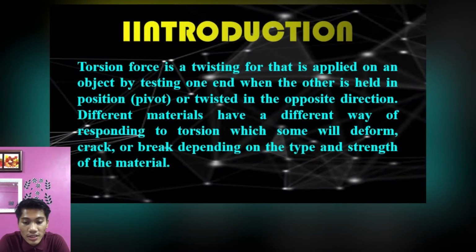Torsion force is a twisting that is applied on an object by twisting one end when the other is held in position or twisted in the opposite direction. Different materials have different ways of responding to torsion; some will deform, crack or break depending on the type and strength of the material.